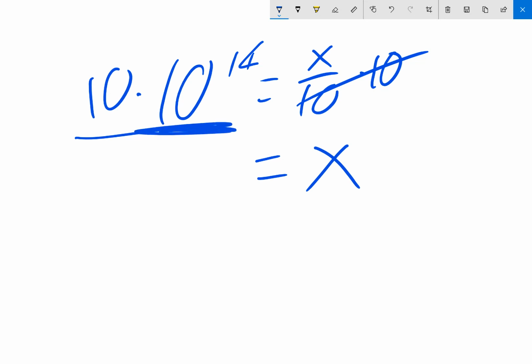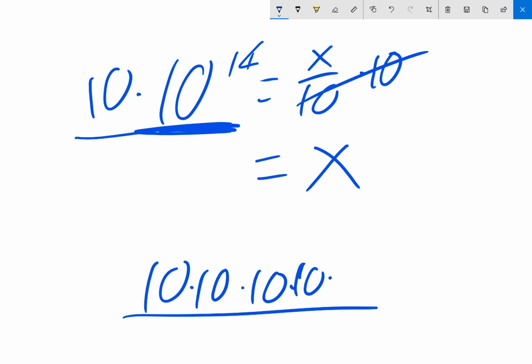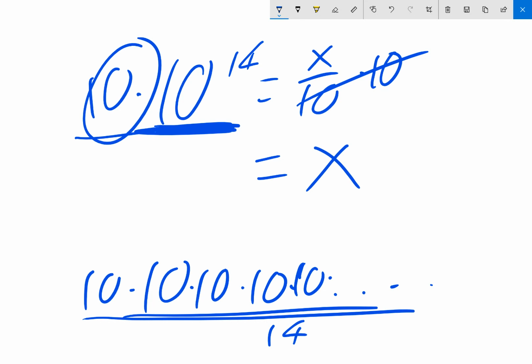So 10 to the 14th power means 10 times 10 times 10 times 10, 14 times, right? I'm not going to write them all out, but it's 10 times 10 times 10, 14 times. Now, if you take those and you multiply it by another 10, as we are here, then what does it become? Well, it becomes 15 tens multiplied together. So our answer is simply 10 to the 15th power, which you can write out if you want to, but I'm just going to leave it as 10 to the 15th power since it's easier.